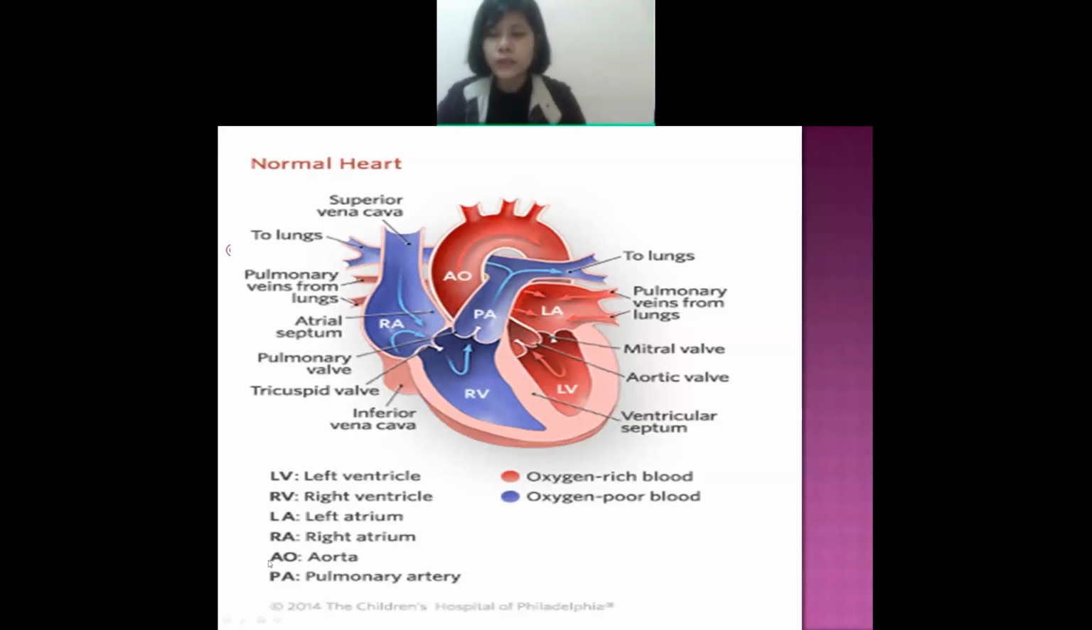AO means aorta. Okay, here it is written AO means aorta. So it will go to the aorta, and after that, what will happen? It will supply the oxygenated blood to the different parts of your body. This is the aorta.